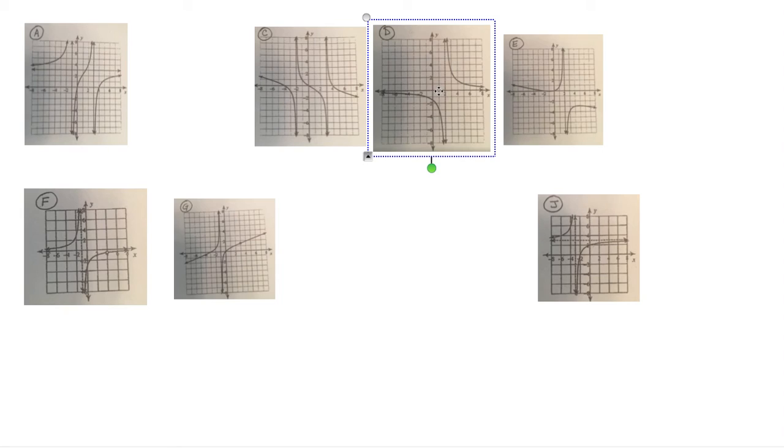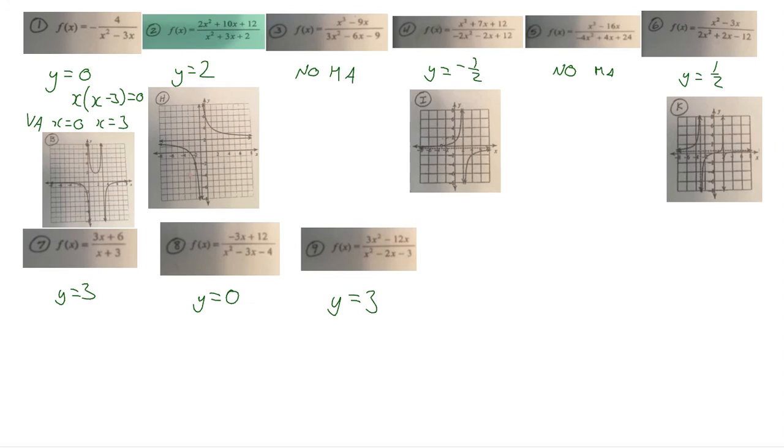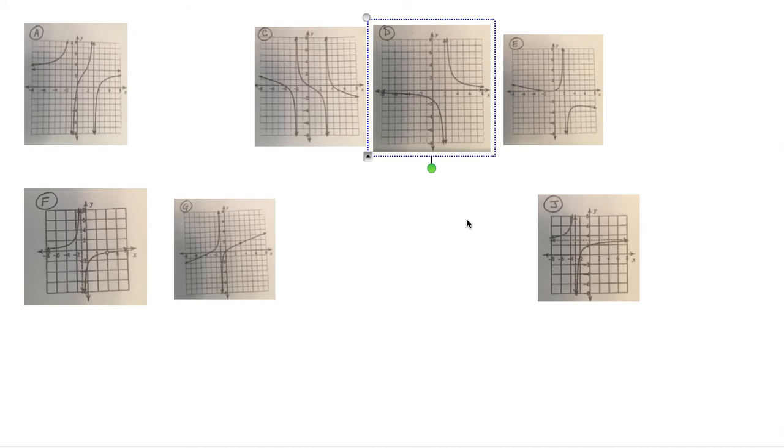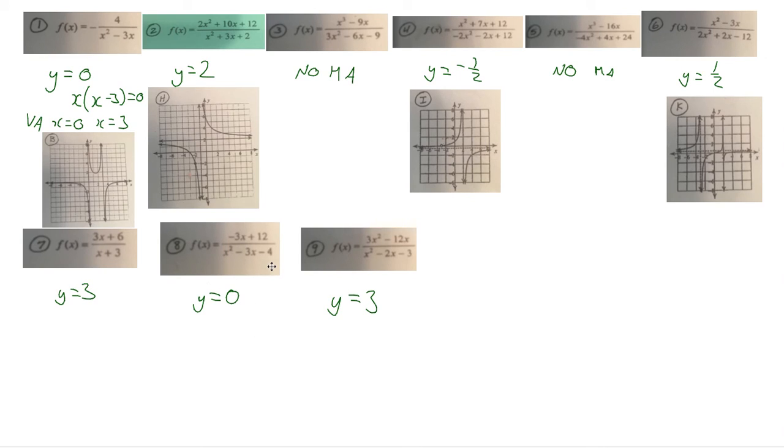Okay, so it's either going to be F or D, depending on where the vertical asymptote is, either at x equals 2 or x equals -1. So now we have to find the vertical asymptote. Number 8 is going to be either D or F because they both have horizontal asymptotes at y equals 0, but they have different vertical asymptotes. So let's actually find out what the vertical asymptotes are going to be.